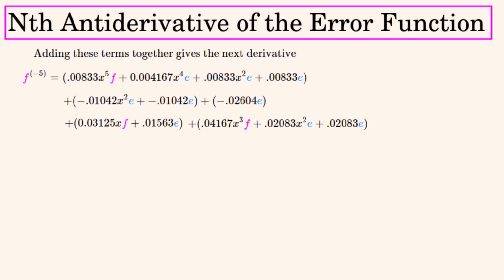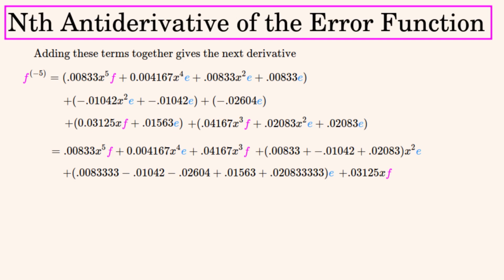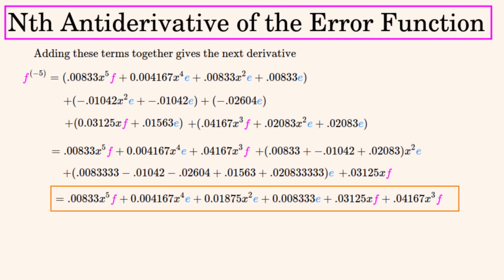This expression isn't in its most simple form. Now we'll gather like terms together. Then we'll simplify this, and now this is the 5th antiderivative of f in its most simplified form. We can put this into the table, and use it to find a 6th antiderivative and so on.